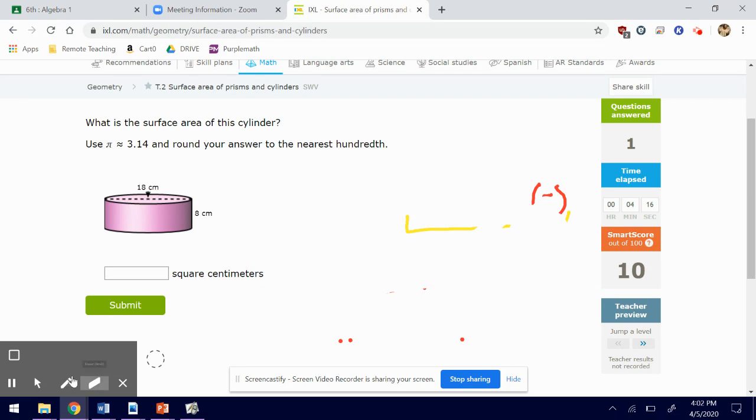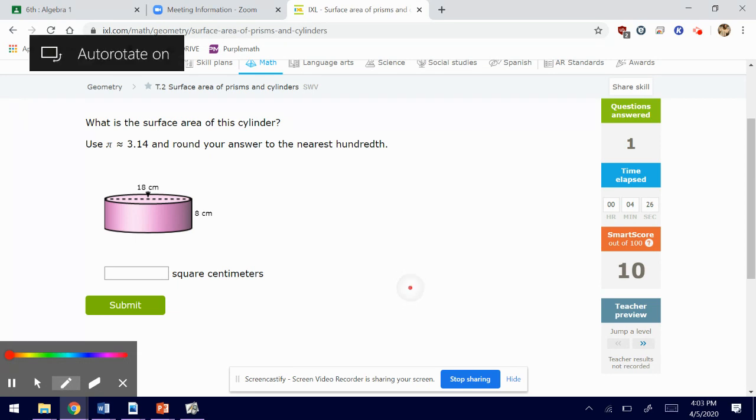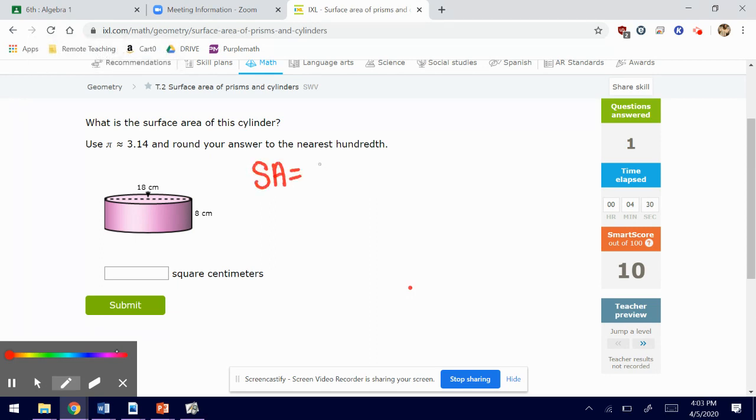Erase all this. Let's see if I can figure out. There we go. Okay. So here's another cylinder, so I'm going to use the exact same formula. Surface area equals 2 pi r squared plus 2 pi r h.